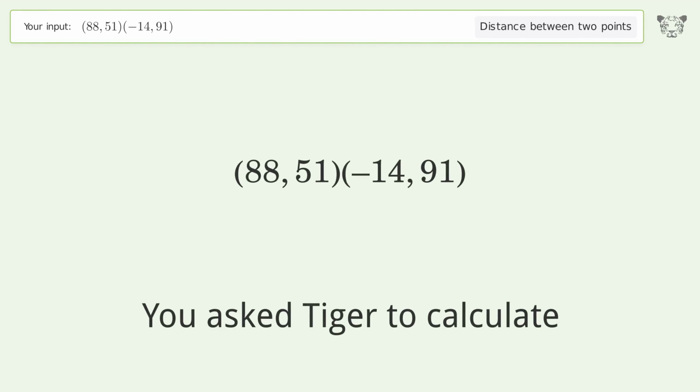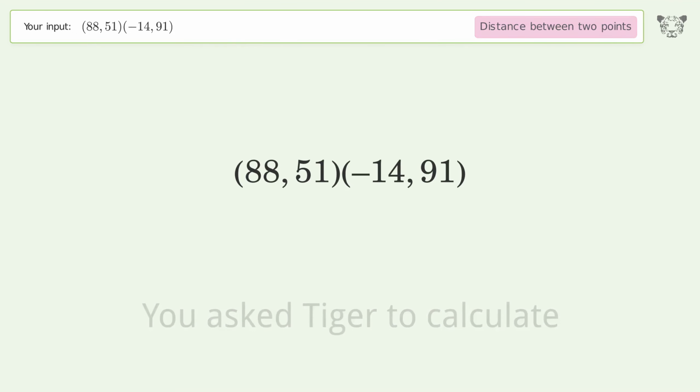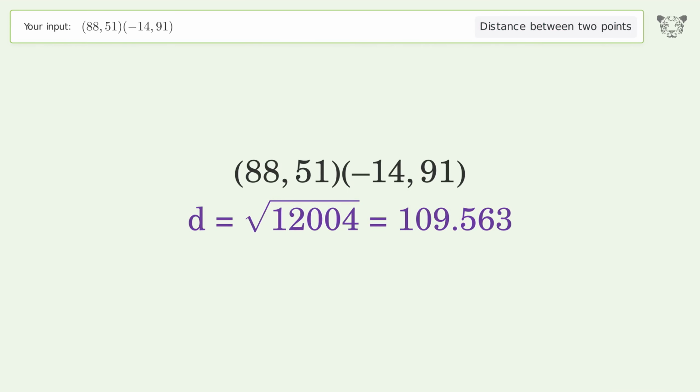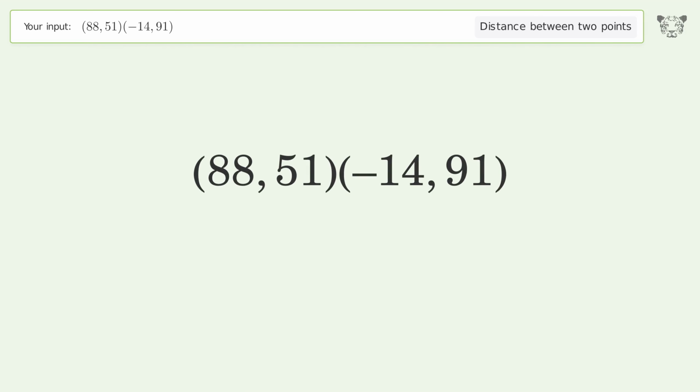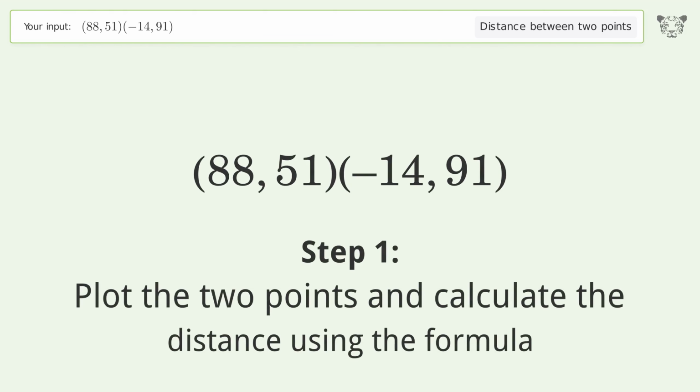You ask Tiger to calculate. This deals with the distance between 2 points. The distance between the 2 points is the square root of 12,004 or 109.563. Let's solve it step by step. Plot the 2 points and calculate the distance using the formula.